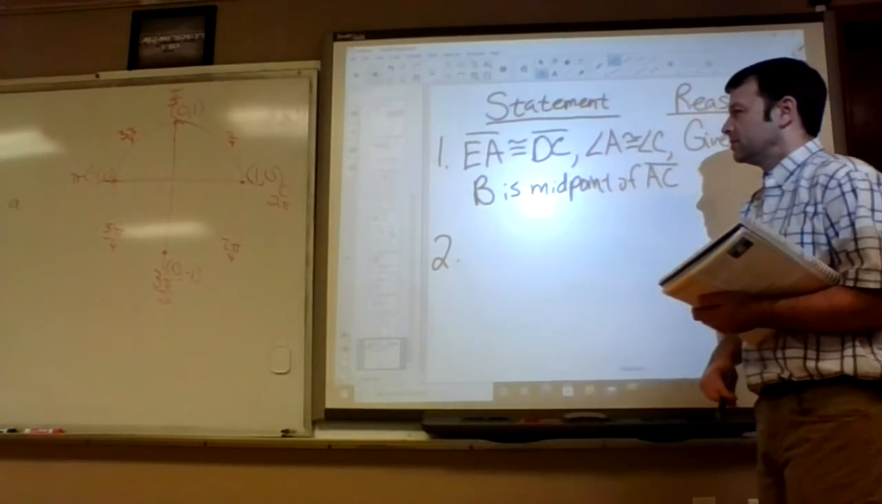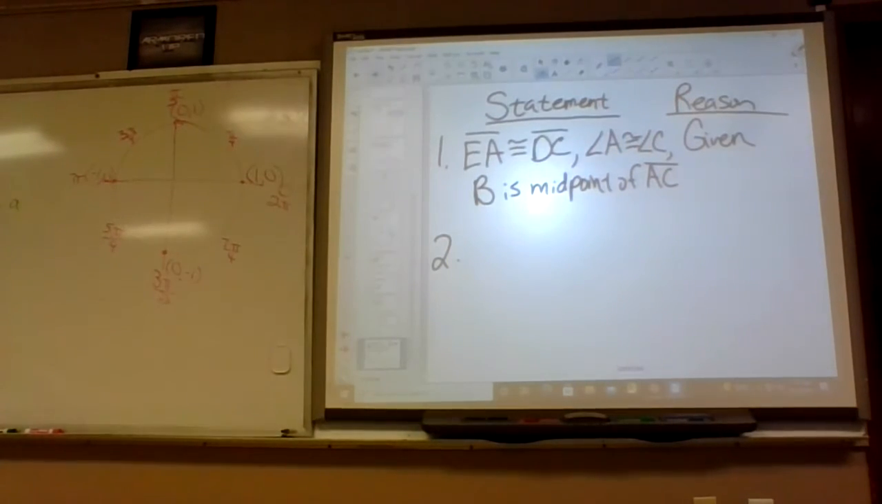Okay. That was all line 1 because all that stuff was given to us. So the last thing, B is the midpoint. That was not in the picture. They said it in the problem. They told us that if you read the problem.